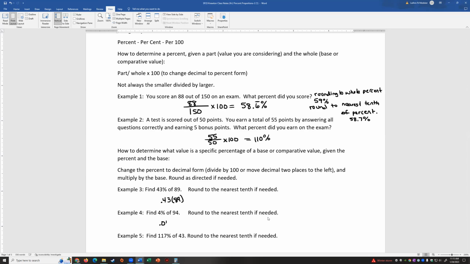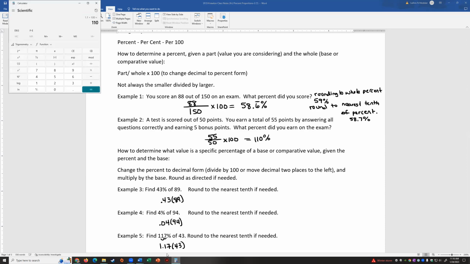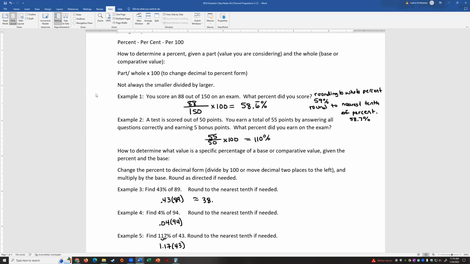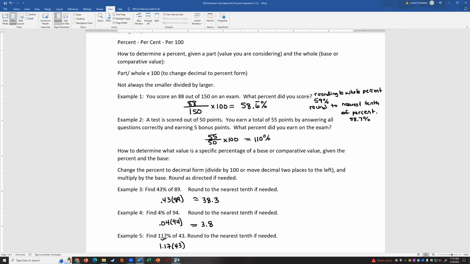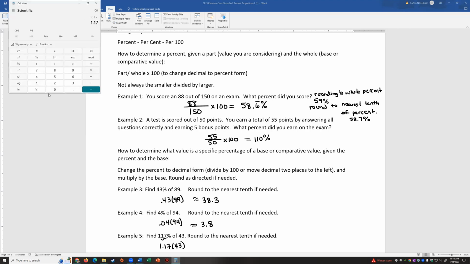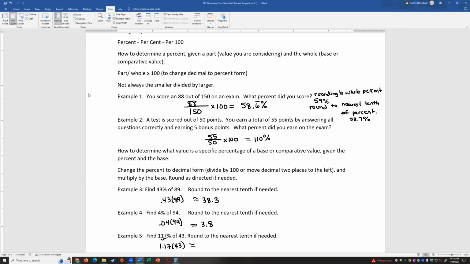This one would be 0.04 of 94. This one you have to be careful: 2 places to the left is 1.17 of 43. So let's work each of these out. 0.43 times 89, they said round to the nearest tenth, is 38.3. 0.04 times 94, rounded to the nearest tenth, 3.76 would be 3.8. And 1.17 times 43, rounded to the nearest tenth, would be 50.3 since it was 50.31. So I'm just following the rounding rules, rounding each to the nearest tenth.